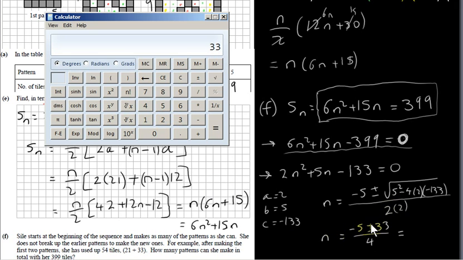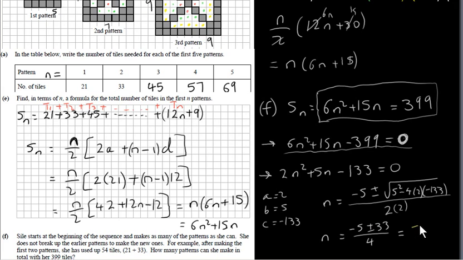So we get two values of n depending on whether we take plus or minus. Let's take plus. So we have minus 5 plus 33 is 28. 28 divided by 4 is 7. So n equals 7. So that means that if we take 7 terms of this series, we will actually get exactly 399. So that means that she can make 7 patterns. So the answer is 7 patterns.